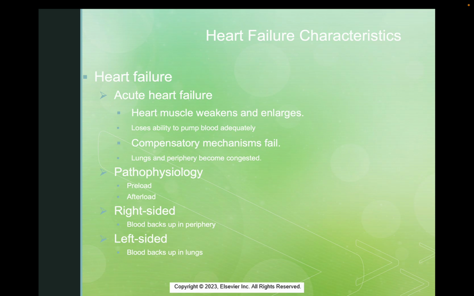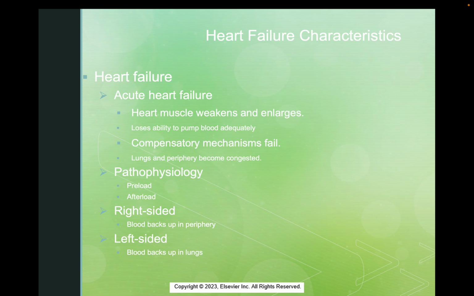So acute heart failure is where the heart muscle weakens and enlarges. So the heart loses the ability to pump blood adequately and the compensatory mechanisms fail. So over time, if we're not pumping blood adequately, our heart will beat faster and harder to pump blood out, which can essentially cause atrophy of the heart or an enlarged heart muscle. The lungs and periphery become congested at that point because we're not actually pumping blood out to the tissue as effectively as we should.